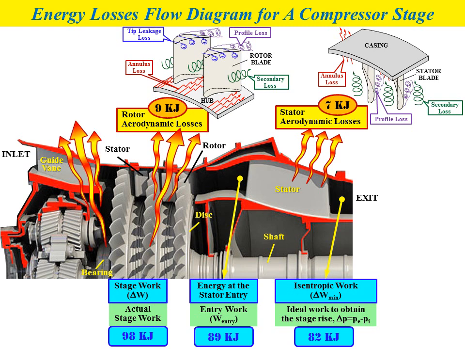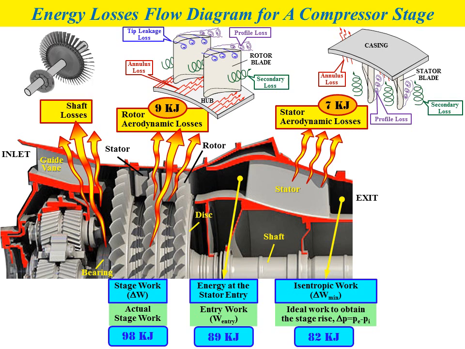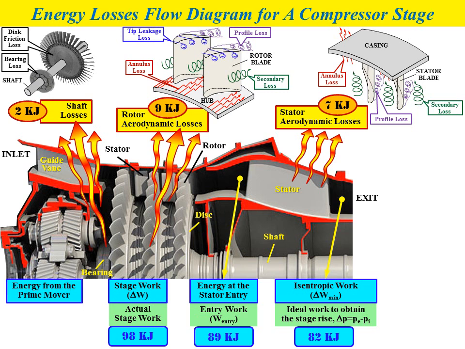And further, due to the rotational movement of the compressor shaft, we also have a different type of losses that we call shaft losses. There are two types of losses due to shaft rotational movement of the compressor. So we have friction loss and also bearing loss. Let's say the amount of shaft losses in terms of energy losses is around 2 kilojoule.